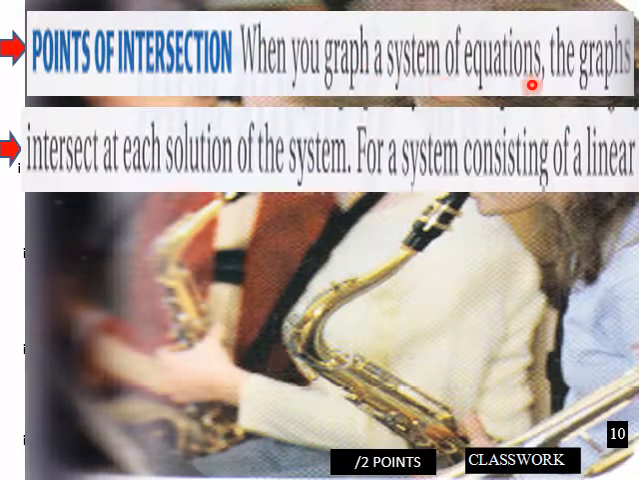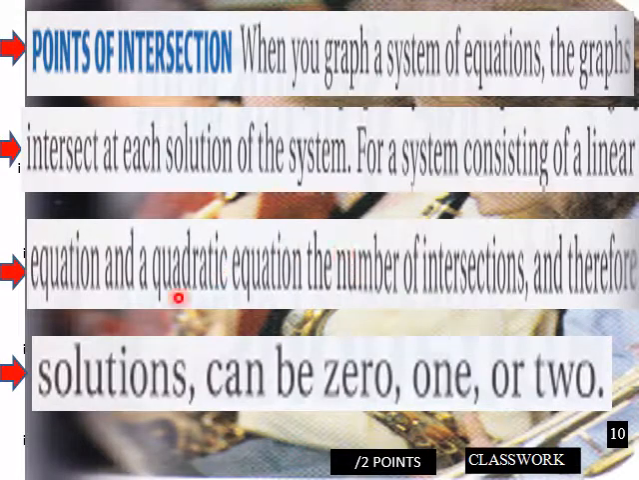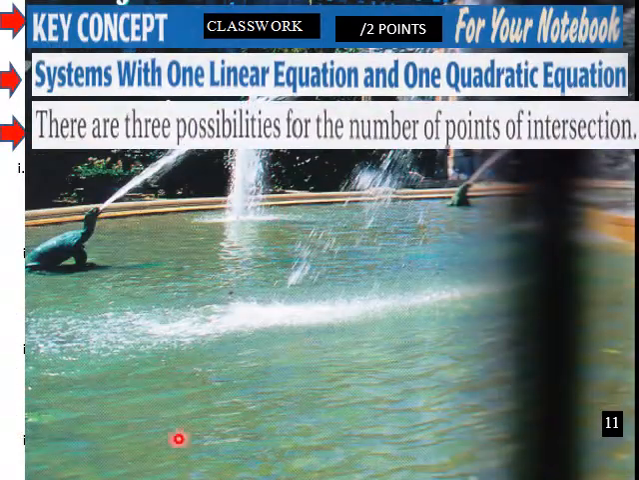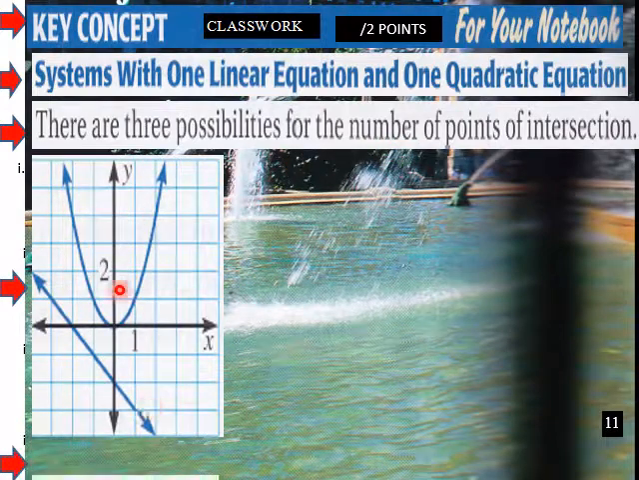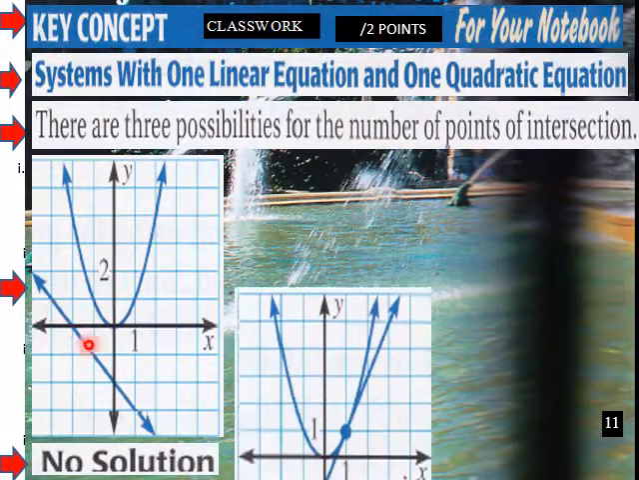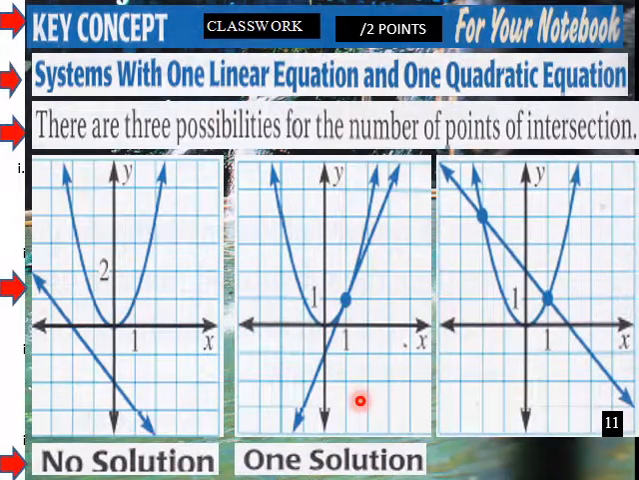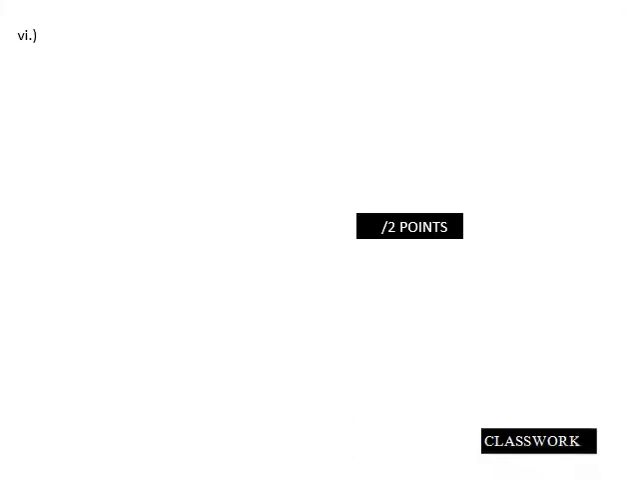Points of intersection. When you graph a system of equations, the graphs intersect at each solution of the system. For a system consisting of a linear and a quadratic, the number of intersections, and therefore solutions, can be 0, 1, or 2. For systems with one linear and one quadratic, there are 3 possibilities for the number of points of intersection. We have this situation here with no solution, and then this situation here with one solution, and then we have a 2 solution possibility here for the linear and quadratic situation.